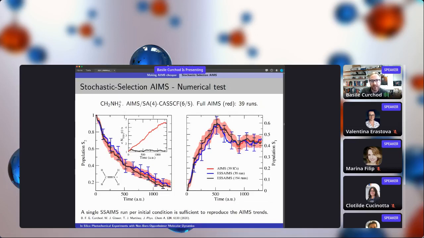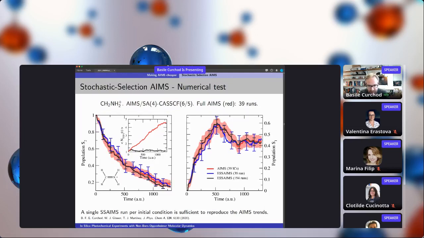More importantly, if you look here at the average number of Gaussians, in the case of the ab initio multiple spawning, it is growing all the time, while with the stochastic selection ab initio multiple spawning, it actually remains very close to one. So we managed to quench this massive spawn of Gaussian functions. That's a rather simple system. Let's have a look at another set of systems.